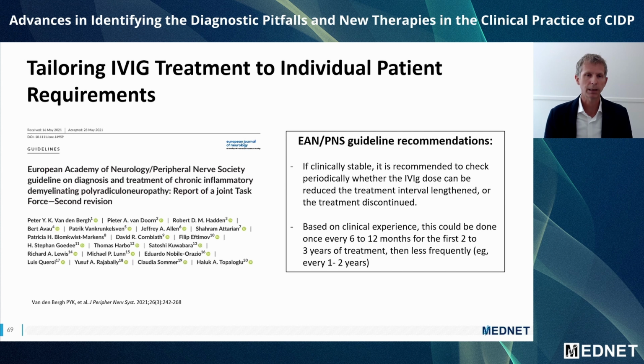And this is indeed reflected in the EAN/PNS guideline, where it's recommended that patients that are clinically stable make dose adjustments to their immunoglobulin periodically over time, to try to find the optimal dose in that individual patient, and also to see if that treatment is continuing to be needed. We know that about 20 to 30% of patients with CIDP enter a state of drug-free remission at some point during their disease, and the only way to understand that fully is to taper treatment.